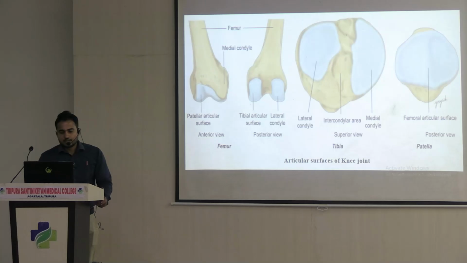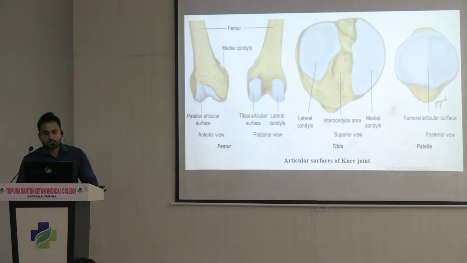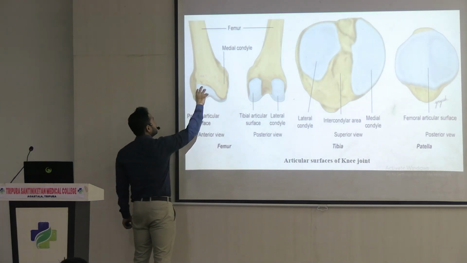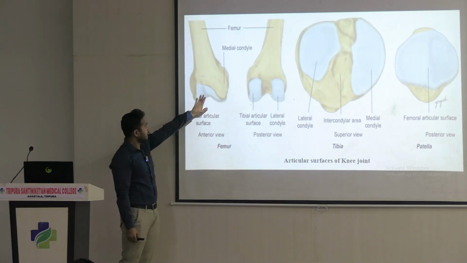Now in case of condyles of the femur, the medial and lateral condylar articular surfaces of the femur participate in the knee joint, as you can see in the diagram. Okay. Now it has patellar and tibial articular surfaces. Now if you see the patellar articular surface, it is present on the anterior aspect. यहाँ पे patella articulate होता है, right? You can see the patellar articular surface.